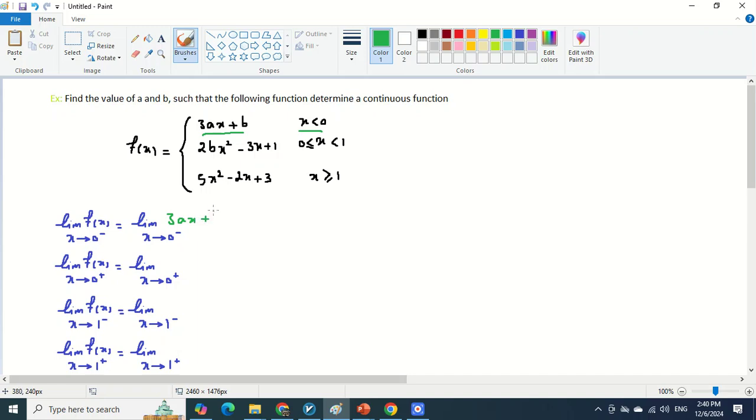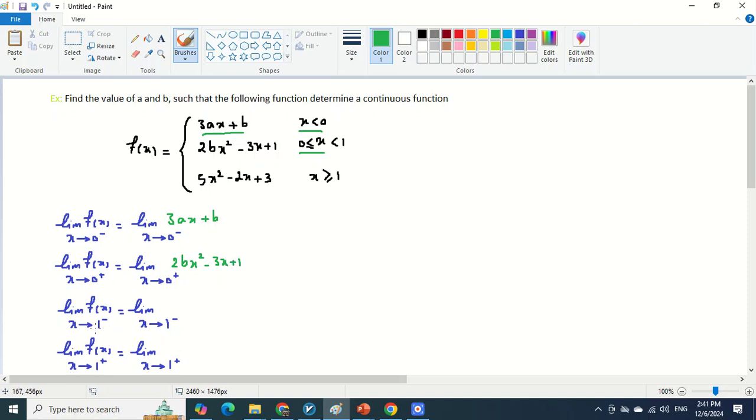So for the case that x tends to 0 from the right side, x should be greater than 0. So if x is greater than 0, then we should use this condition to calculate it. Which means that we have 2b x squared minus 3x plus 1. We should substitute the value of the function by this condition.